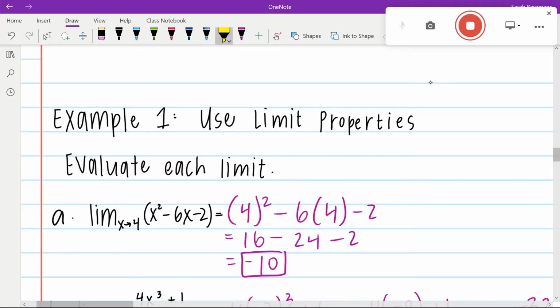The first one, this is a polynomial function. So I know that I can just take my c value and plug it in for the function. So my c value here is 4. So what I'll do is plug in 4 for every value of x and simplify, and you get negative 10.